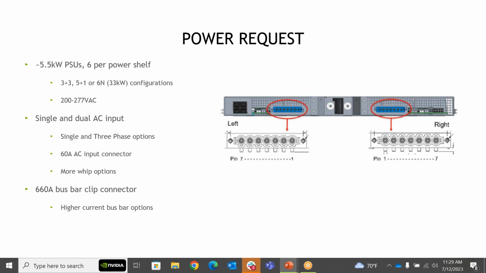Gotcha. Thank you. So David, Gian speaking from Delta. I have one question. When you are looking for the 5.5 kV PSUs, what is your GPU load? Let's say the pulse requirement.